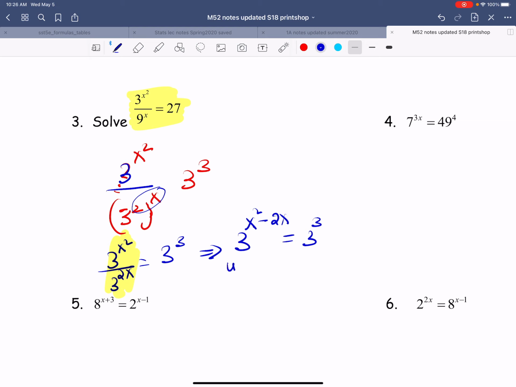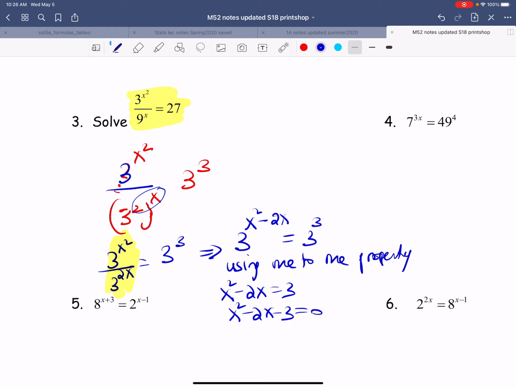Now using the one-to-one property, I can equate the exponents. x squared minus 2x equals 3. x squared minus 2x minus 3 equals 0. x minus 3, x plus 1 equals 0. So I got two answers in this case, positive 3 and negative 1, and they both are okay. So for example number 3, I got two answers. Both of these answers will make the left side of the equation and the right side of the equation equal to each other. Okay, next we got example number 4.